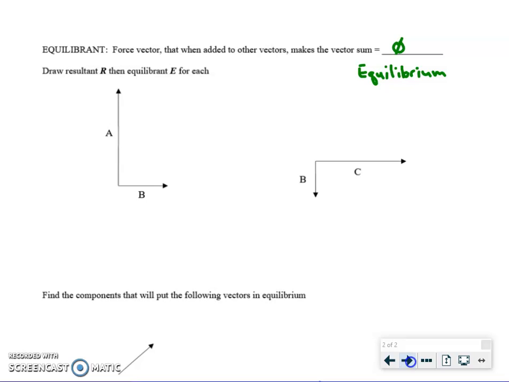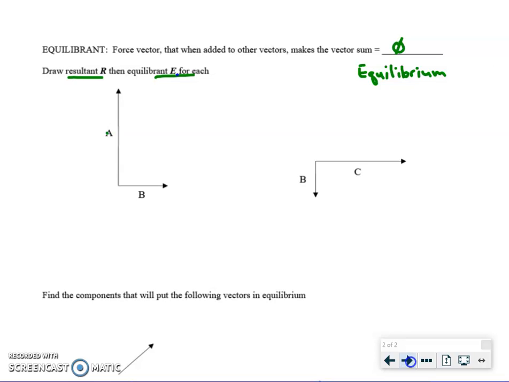Okay, so let's say for this example, I have vector A and vector B pointing in the respective directions. And I want you to draw 2 vectors, one that shows the resultant and one that shows the equilibrant. An equilibrant is a vector that when added to A and B will make it add up to 0, or put another way, make a triangle. Okay, so here is the easiest approach to doing this.